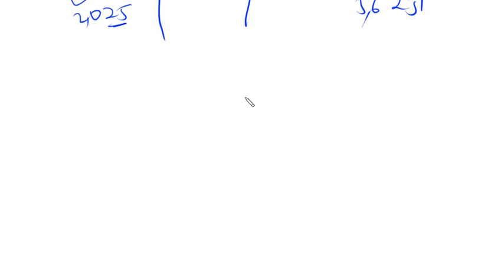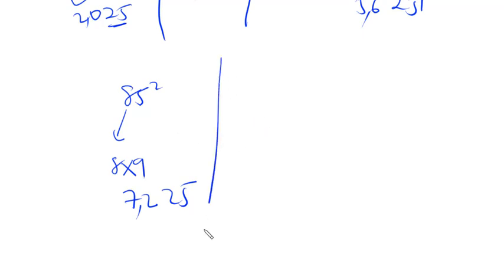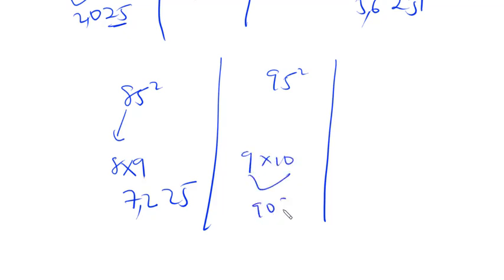Now, what is the square of 85? From 8, we go on to 9, and 8 times 9, we have 72. Then we append the 25, so we have 7,225. Now, what is the square of 95? From 9, we go on to 10, and 9 times 10 is 90. So we just add the 25, then we have 9,025.